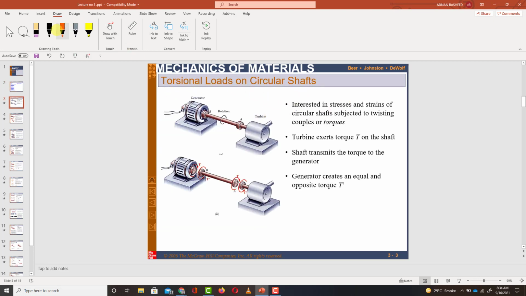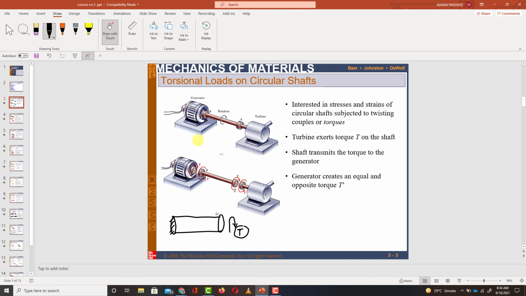The first topic is about torsional load on circular shaft. As you know, whenever you have a shaft that is fixed at one end, here this end is fixed, and you apply a torque on one end of the shaft, it tends to deform the shaft, or it tends to twist the shaft. Now this effect of twisting due to this torque is known as torsion.